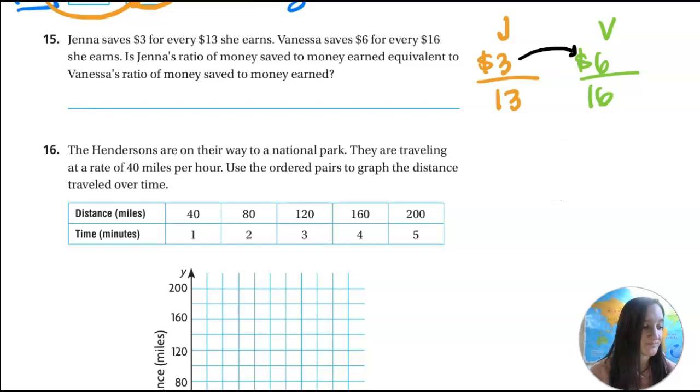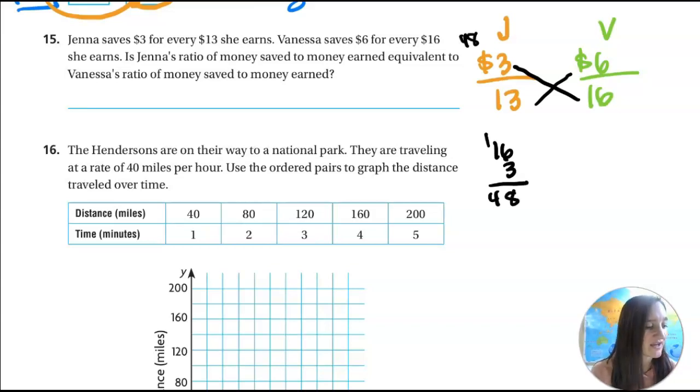So that's option 1. Option 2 is remembering the cross multiplying trick. So 16 times 3 is 48. And then 13 times 6 is 108. So looking at it that way as well, they also are not equivalent.